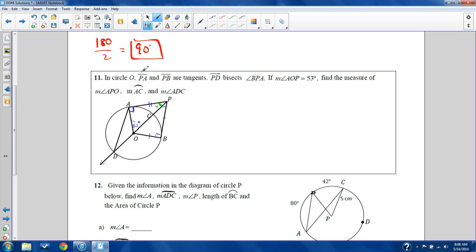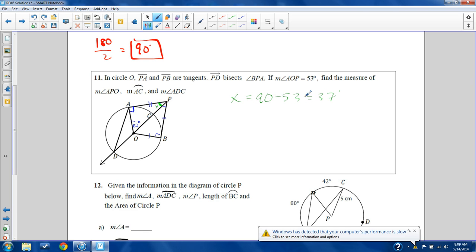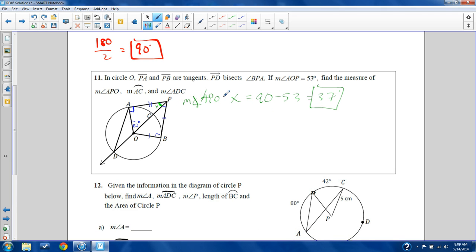This unknown is 90 minus 53, which is 37. Remember, in a right triangle, all of them add up to 180. However, if you have a right angle, you don't need to factor that one in. Just say this one plus this one equals 90 degrees. So X is 90 minus 53, which is 37. X is 37 degrees, as so. Or measure of angle, I should have put measure of angle APO. Okay?